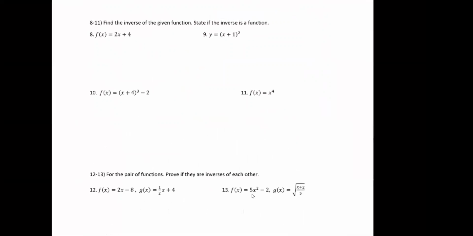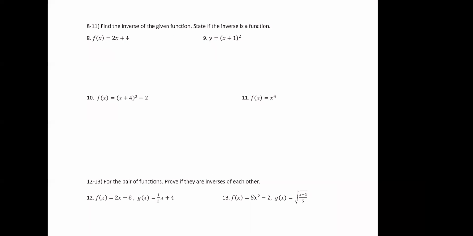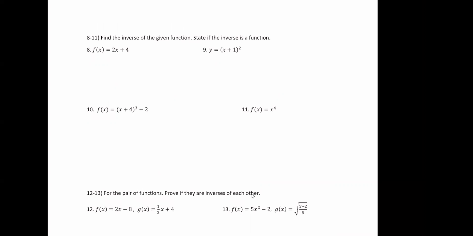Okay, then the last big thing is just finding the inverse if they give you a function. For the sake of time, I don't know if I'm going to do all of these, but this is basically what we just did in number 7. You're going to swap your x and y, and you're going to solve for y.